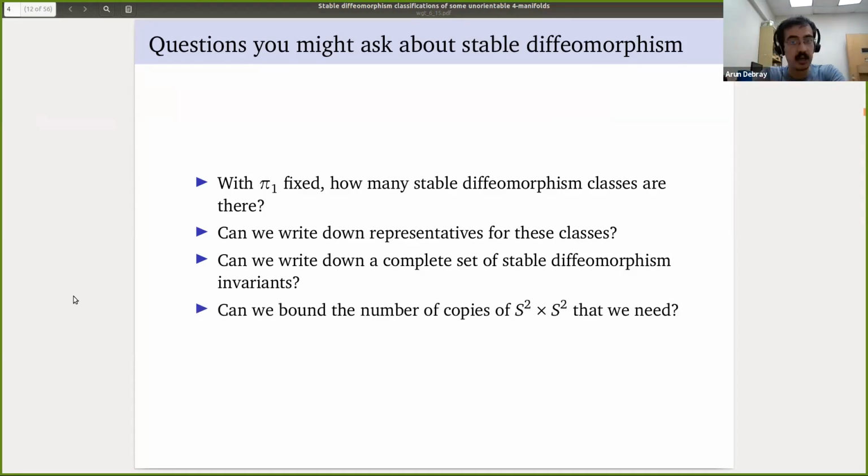And finally, I'm not going to talk about this one in my talk, but it's the kind of thing that people think about a lot, which is, can we bound the number of copies of S2 cross S2 that we need in the definition of stable diffeomorphism? So maybe if you say pi1 is this particular group, then you only need one copy of S2 cross S2, and anything after that is redundant. So there are some results like this, usually proven by very different methods.